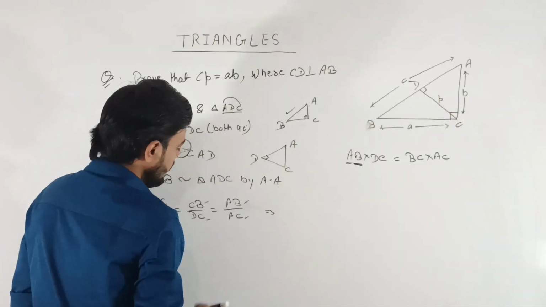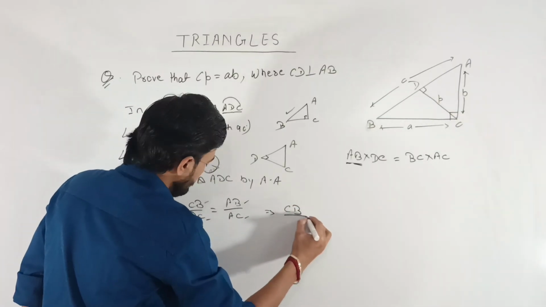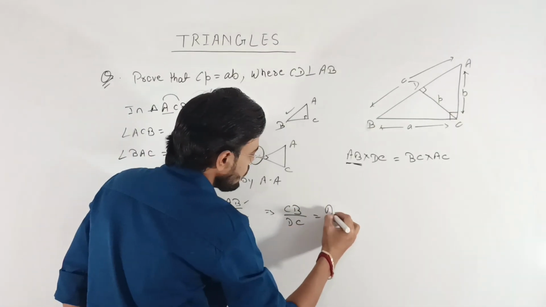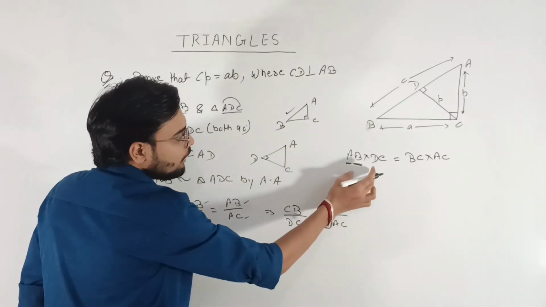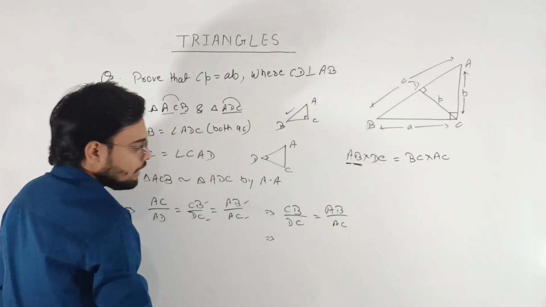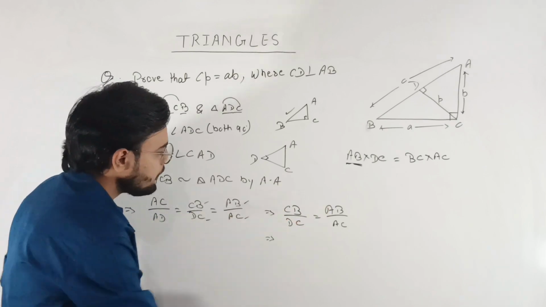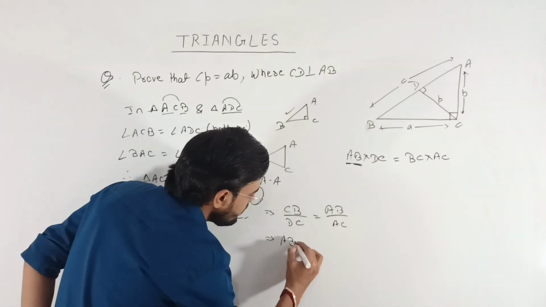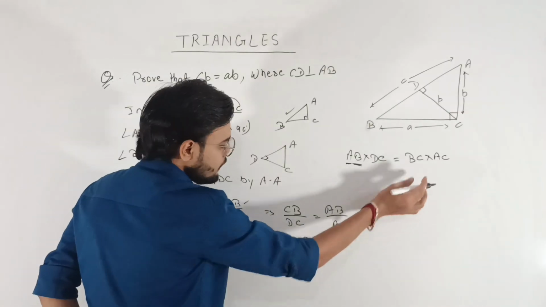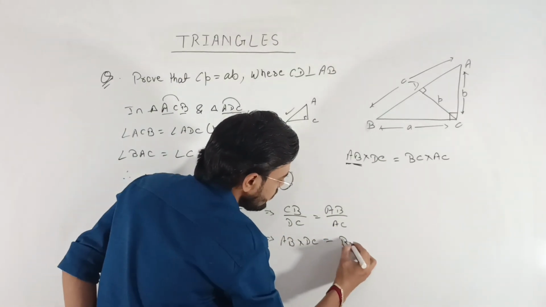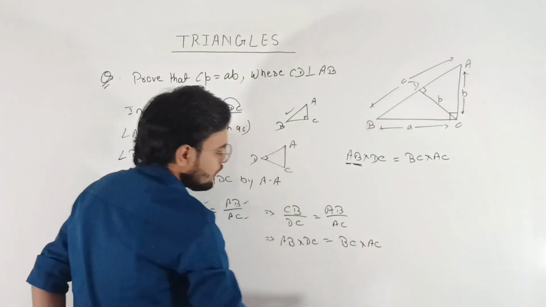Now, let's take here. Then CB upon DC is equal to AB upon AC. Now, what we want? AB into DC. So, we take cross multiplication. Then from here, I write AB multiplied with DC is equal to BC into AC.